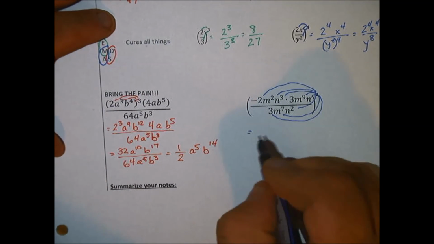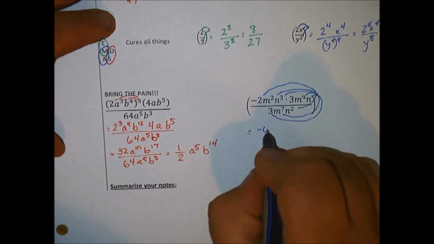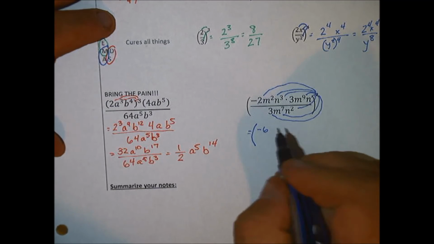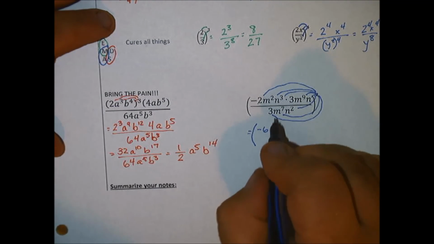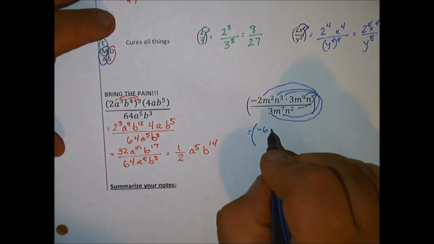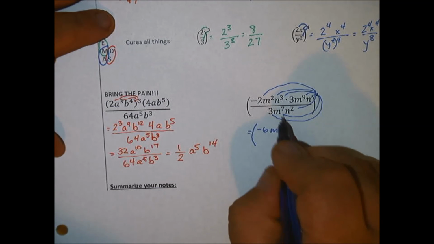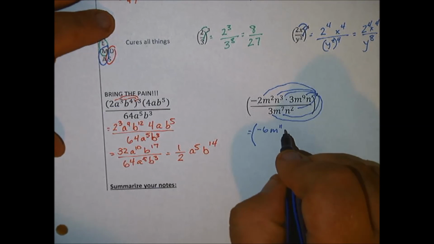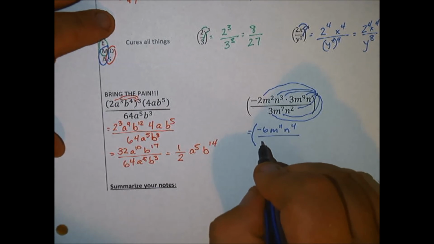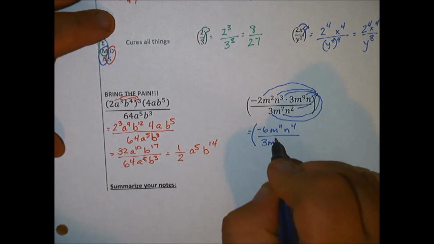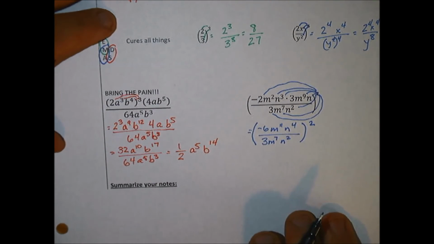Okay, let's simplify what's on top. -2 and 3. It'll be a -6. I'm going to put a big set of parentheses around all this. M squared and m to the 9th. 2 plus 9 is 11. n cubed and n. 3 plus 1 is 4. And then on the bottom here, I just have to rewrite that. M to the 7th, n squared. That's still all raised to the second power.